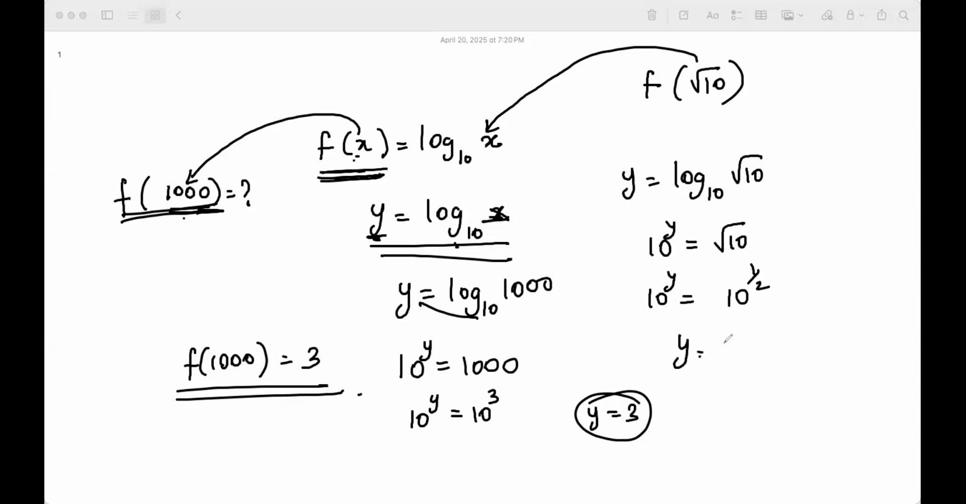See, y equal to half. Half, right? Dhvani, did I make it clear? Yeah. Okay, good. Now let's try this one.